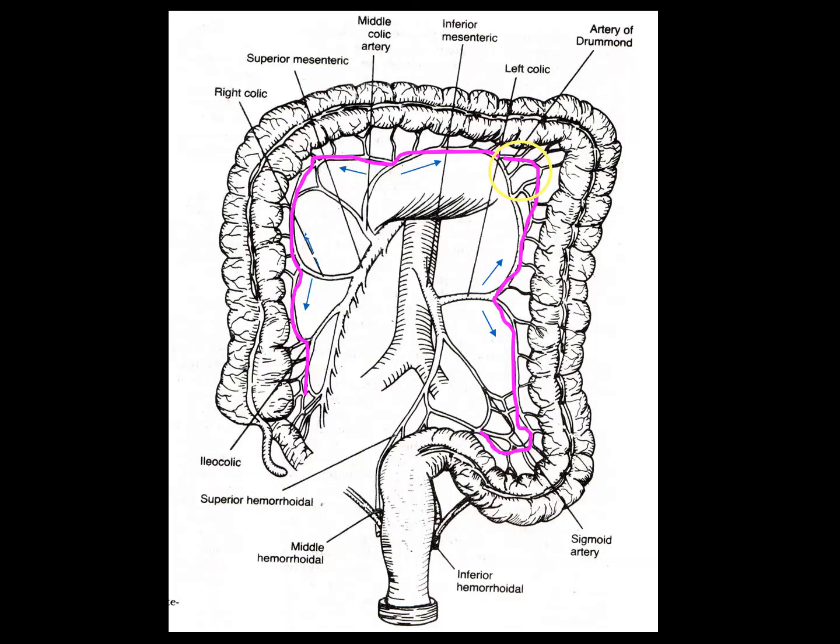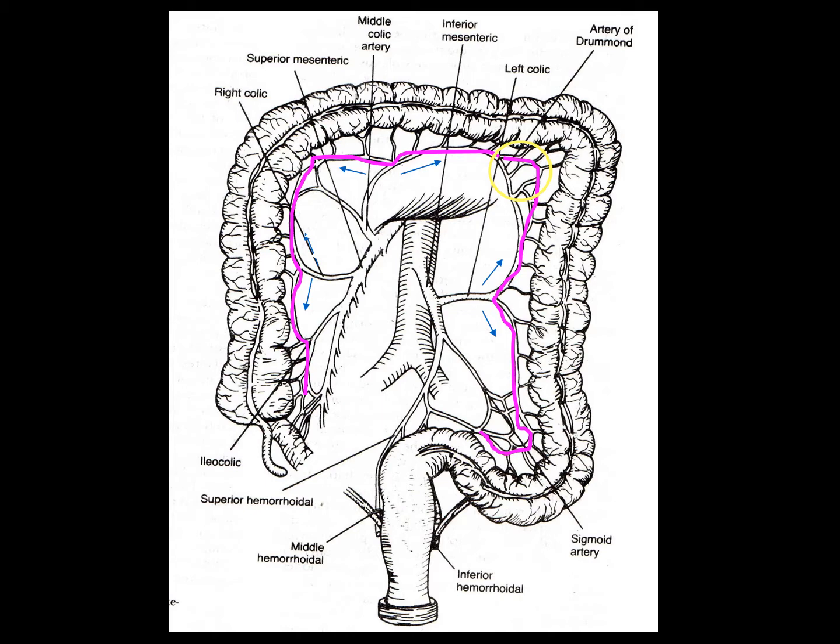colic artery. Here, this purple one is called the artery of Drummond. This artery of Drummond is responsible for the anastomosis between the superior and the inferior mesenteric arteries. And we have to preserve this artery during our dissection because this is the main supply of the collaterals in between both branches, both of the superior and the inferior mesenteric artery.